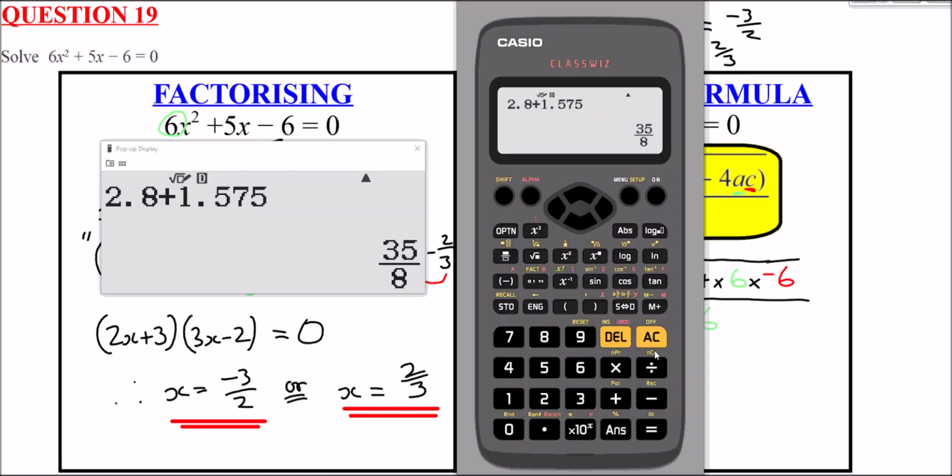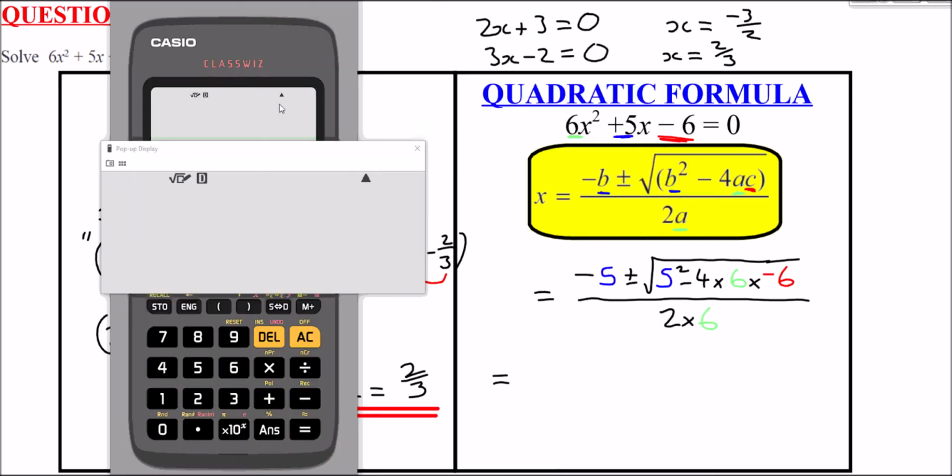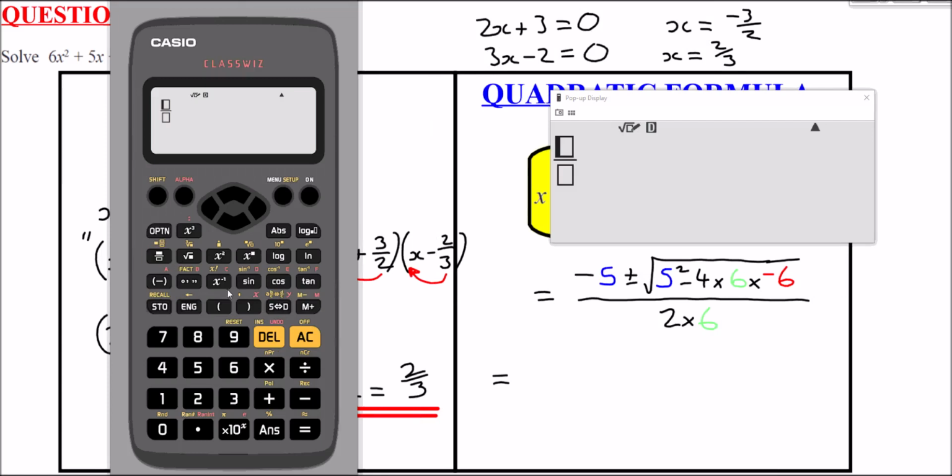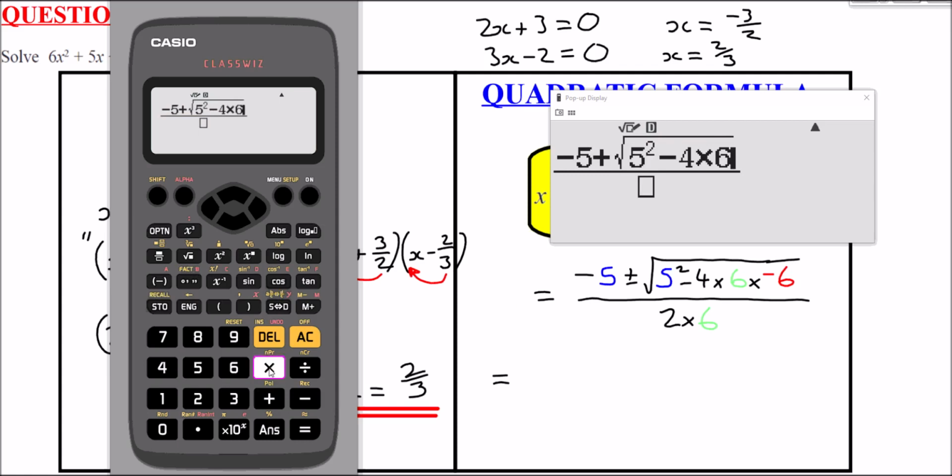Like so. It's a fraction, so I may as well press the fraction button first. So minus 5. I'll go for the plus option first, so plus the square root of 5 squared minus 4 multiplied by 6 multiplied by minus 6, all divided by 2 times 6. You could put 12, I'm just being lazy. And then we get 2 over 3.